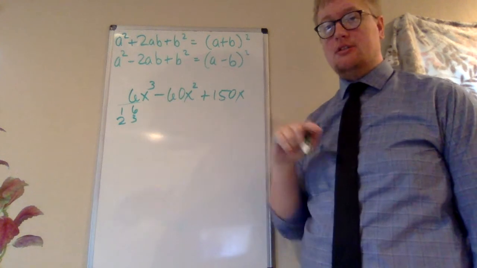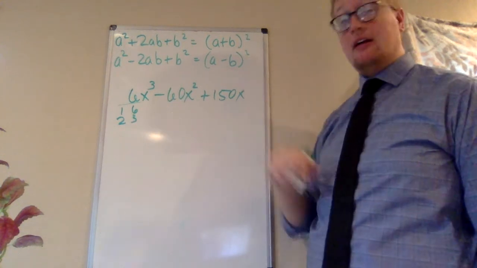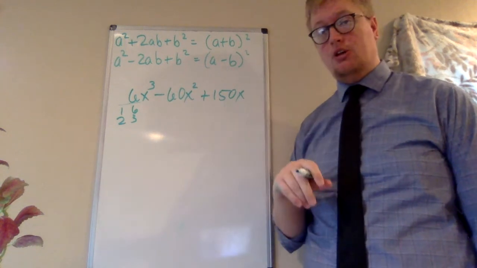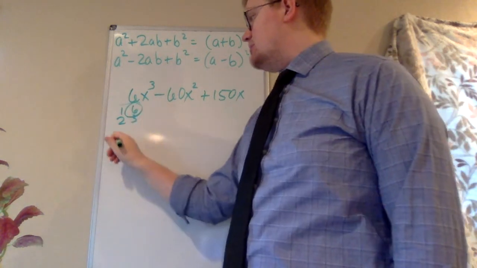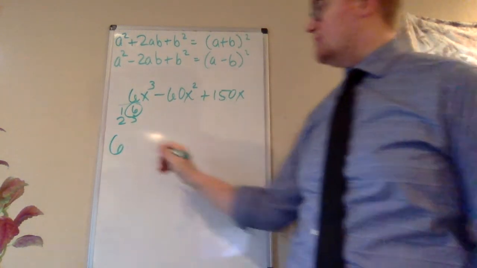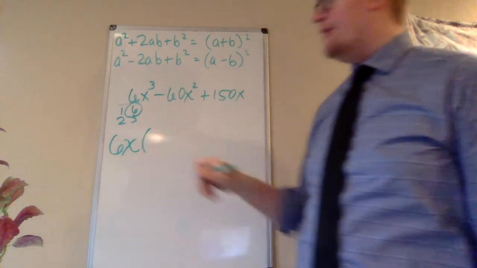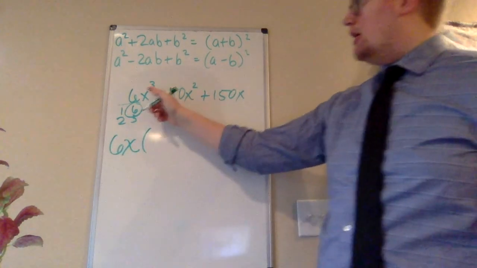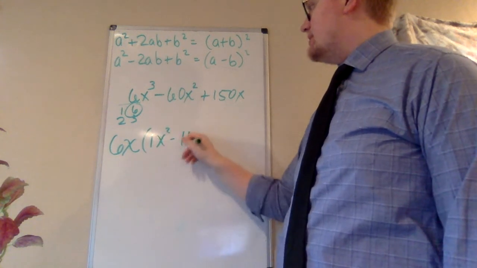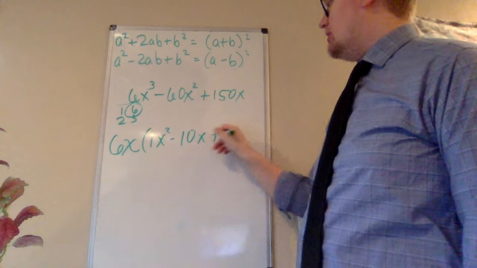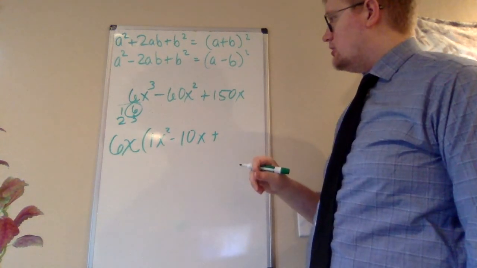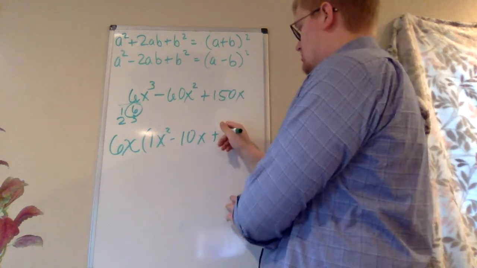Is 6 a factor of 60? Yes, it is. Is 6 a factor of 150? Yes, it is. If you're not sure, do 150 divided by 6. If you get a whole number, it's a factor. So my GCF is going to be 6 for the numbers. And then because each term has at least one x, I'm going to factor out an x as well. And then I start dividing out. So 6x cubed divided by 6x is going to end up being 1x squared minus 10x plus, what is that, 25? 25.